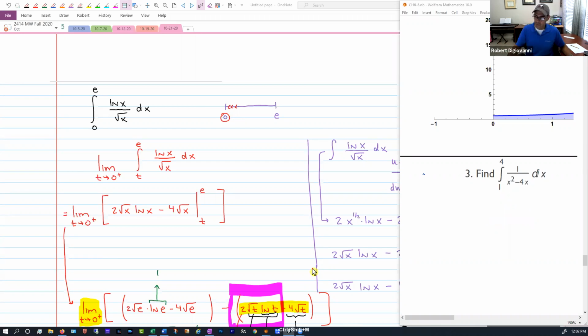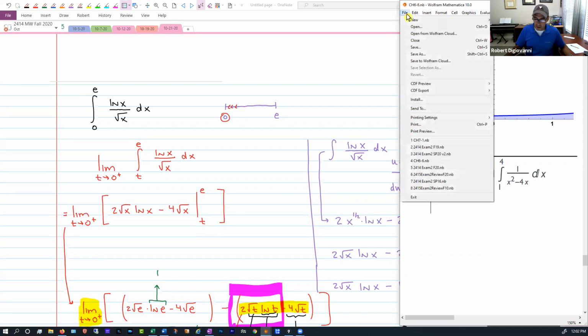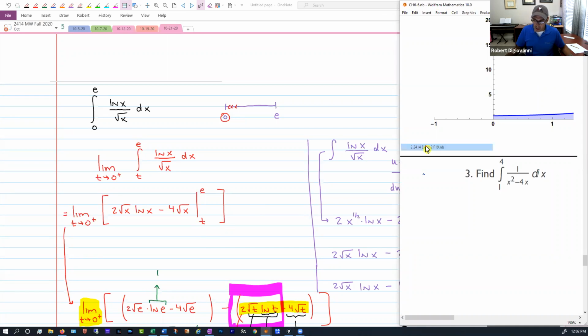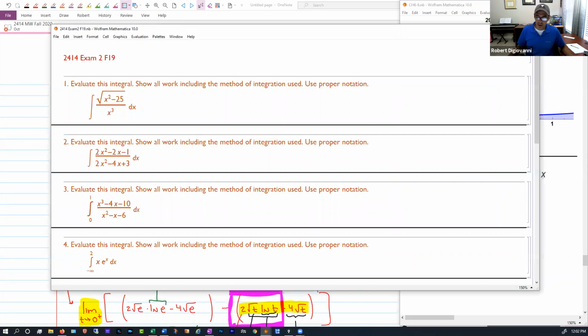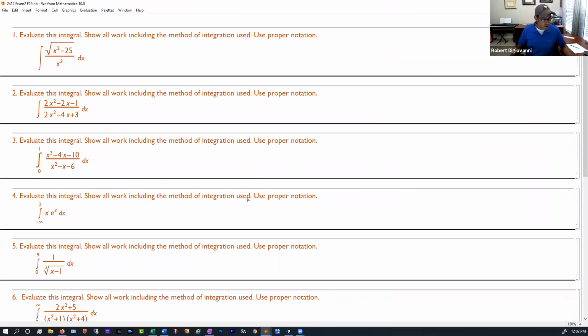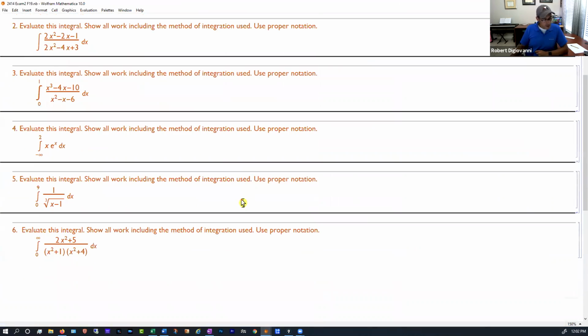So again, things are coming up from the past. I want to show you something else. This is an exam 2 that you just took from a year ago. And I want you to see that on this exam, I included, so we covered more during this semester, the traditional semester.